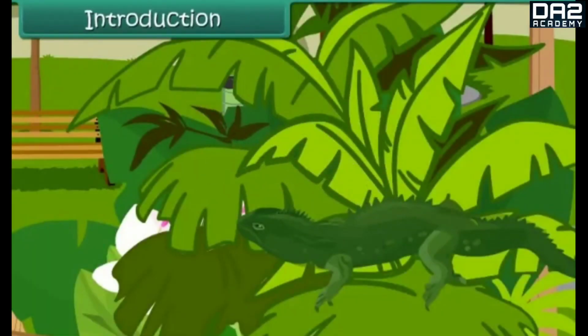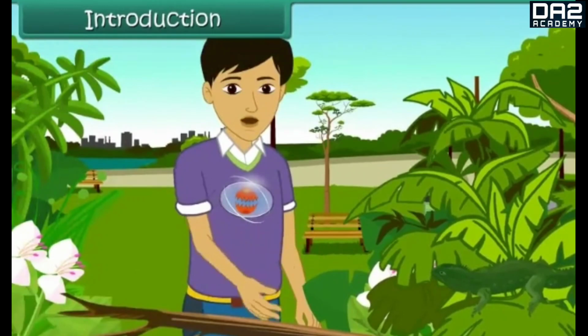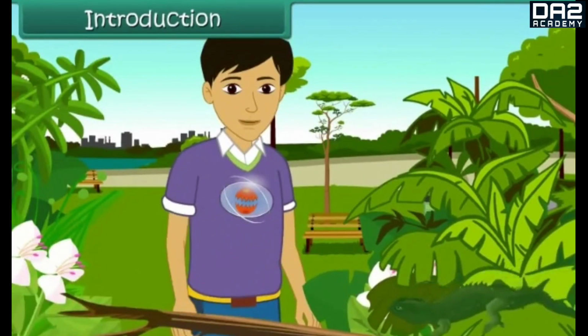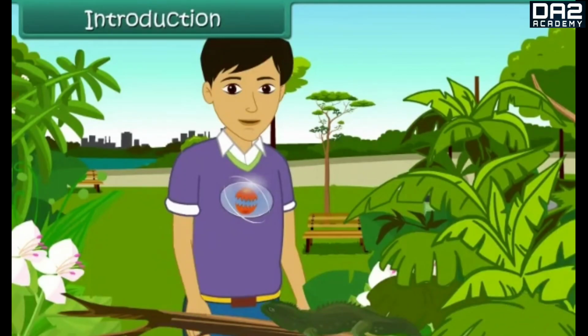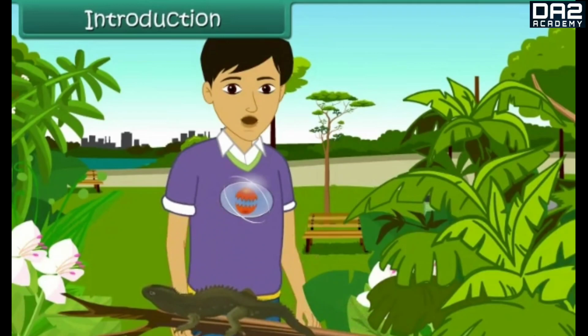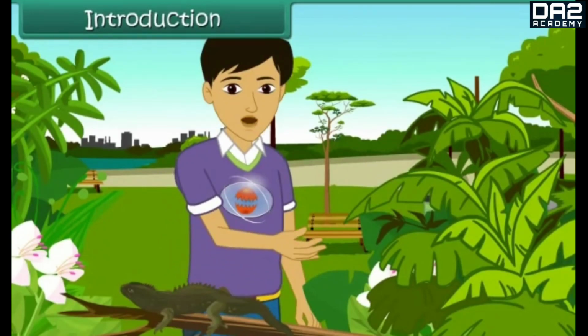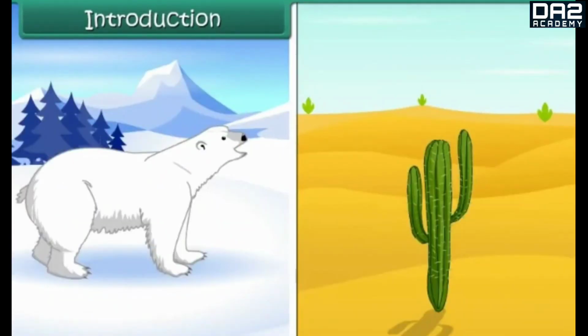Introduction. A chameleon is in a grass garden. Can you see it? Yes, it is under the leaves. A chameleon changes its color according to its surroundings to escape its predators. It is quite essential that they adapt to their surroundings to survive. These adaptations allow animals and plants to survive and grow in a particular habitat. In this lesson, we are going to learn how different plants and animals adapt according to their habitats.